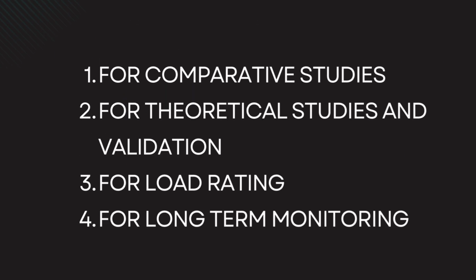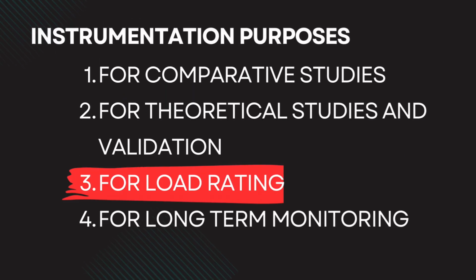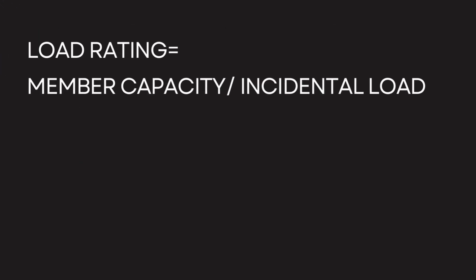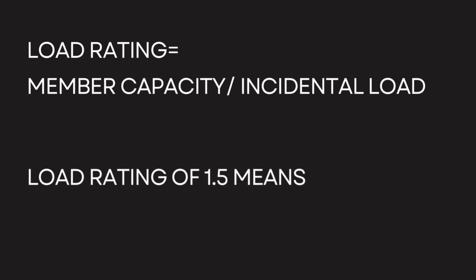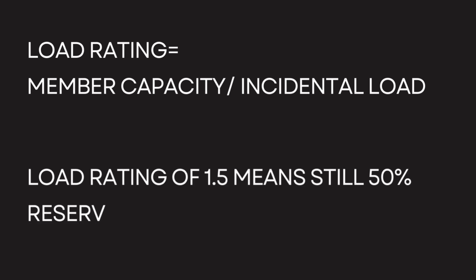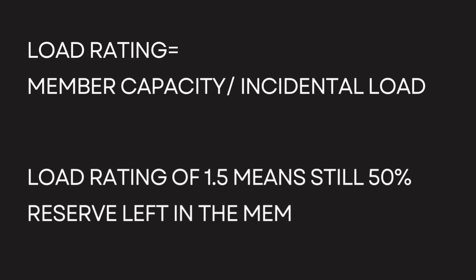Now, number 3 purpose is load rating. Load rating of any member is the ratio of load which the member can carry safely, i.e., member capacity, divided by the load coming on the member in the given scenario. A load rating of 1.5 means there is still 50% reserve left in the strength of the member. The load rating of different members are calculated, and lowest of them is called as load rating of the bridge.